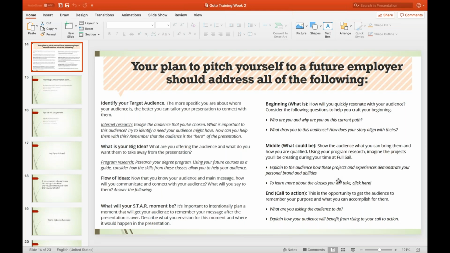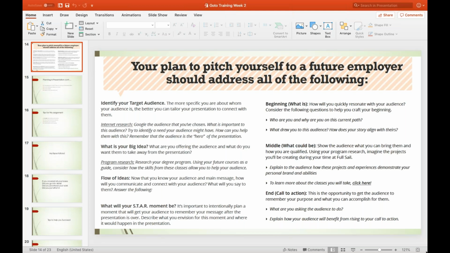And in the end, this is the opportunity to get the audience to remember you, your purpose, what you can accomplish. What are you asking the audience to do? Explain how the audience will benefit from it. So the ending, that's where you put your star moment, all right? Or you can even put it in a separate part. I'm explaining the layout pretty much how I want it. This is where you talk about your star moment. What's your big idea? What are you going to do to capture their attention before the interview's over?